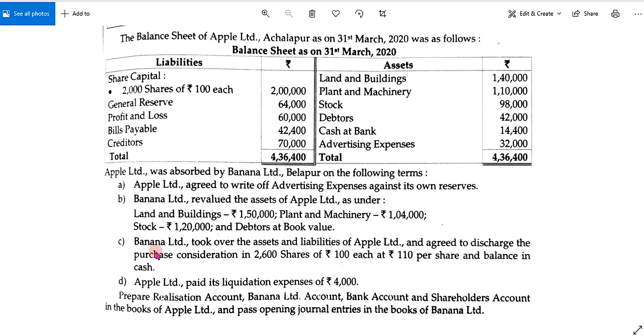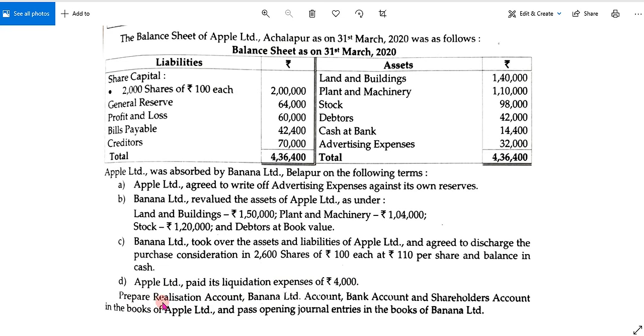Okay, next point is Banana Limited took over the assets and liabilities of Apple Limited and agreed to discharge the purchase consideration in 2,600 shares of 100 each at rupees 110 per share. So that means at premium the shares are being discharged and the remaining balance in cash. Point number D is Apple Limited paid its liquidation expenses of rupees 4,000.